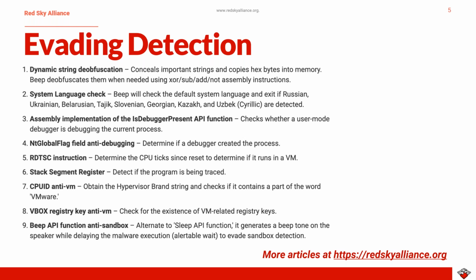These evasion techniques are summarized on this slide here, so I won't just read it to you, but they include dynamic string obfuscation, system language check, IsDebuggerPresent API function, anti-debugging, RDTSC instruction, and stack segment register, among others. In addition to the listed techniques, the injector component will also implement anti-debugging techniques that will generate an exception that will force debuggers to stop working and also determine if a debugger is attached to the current process.